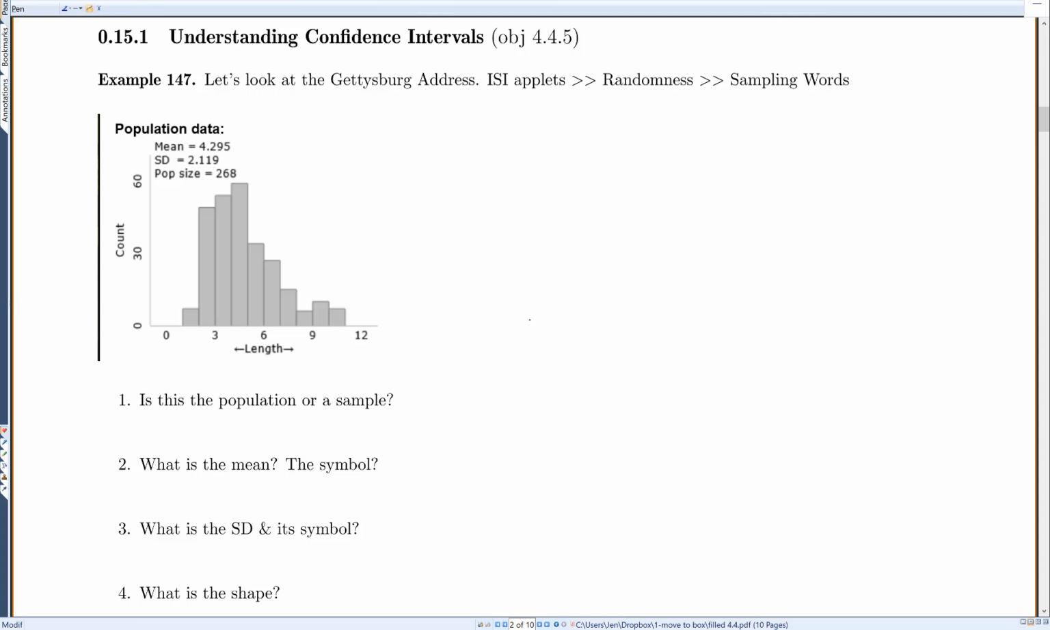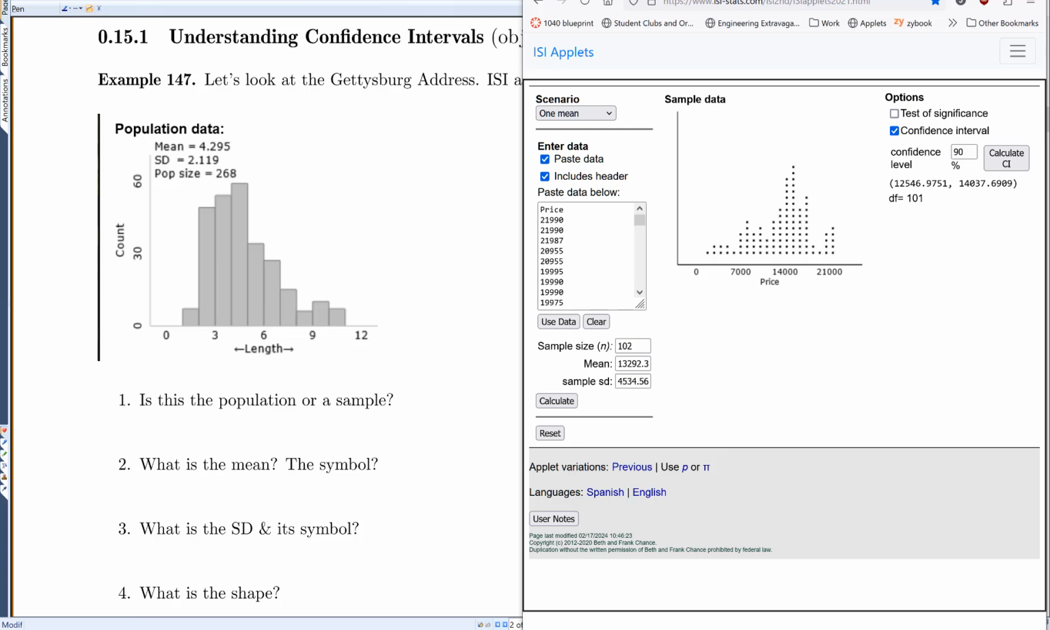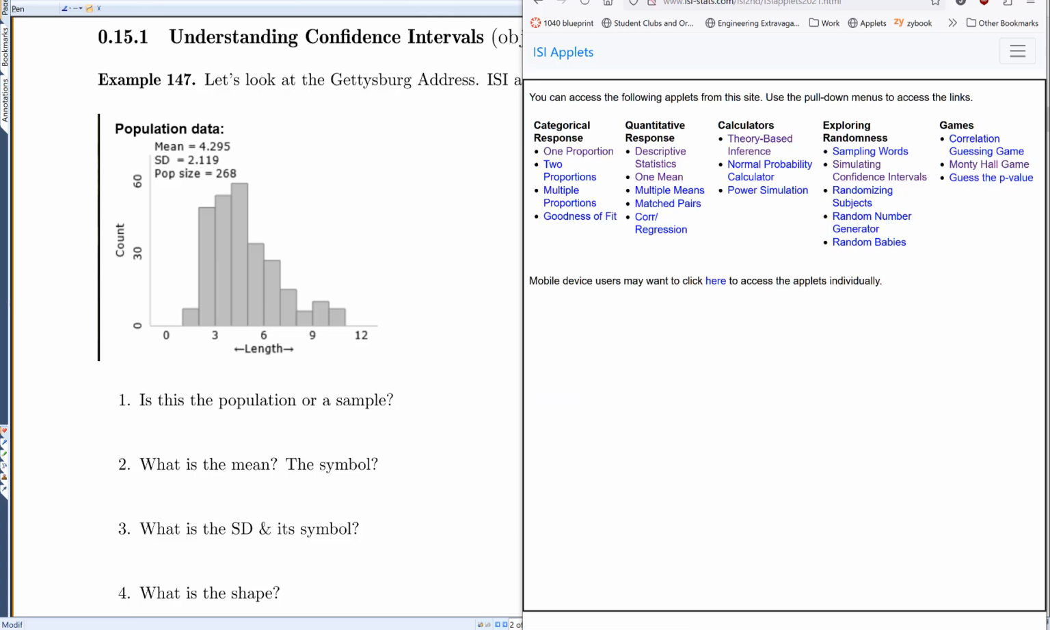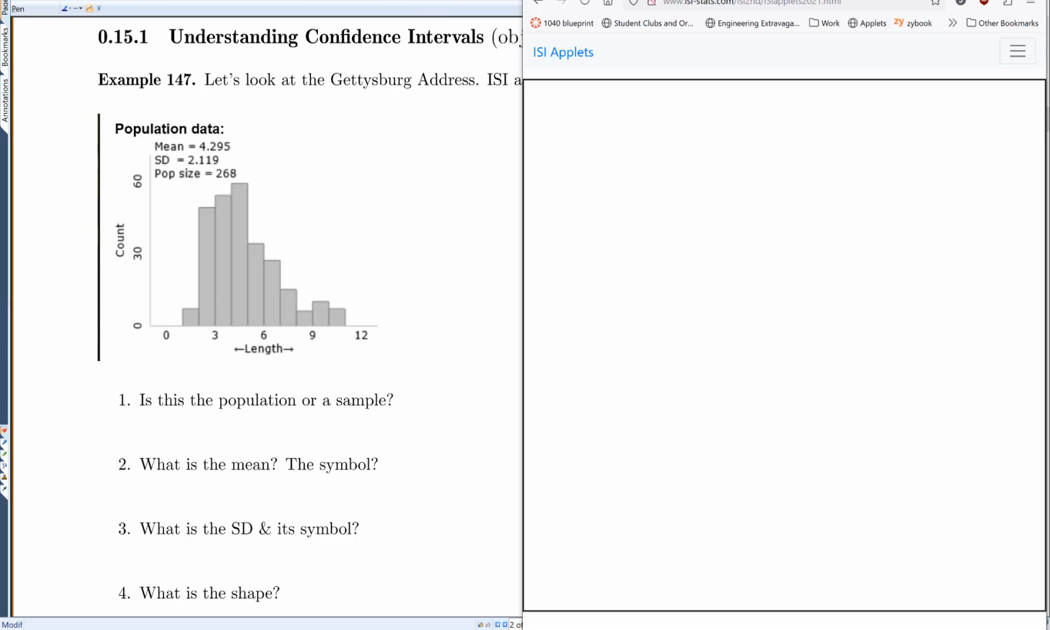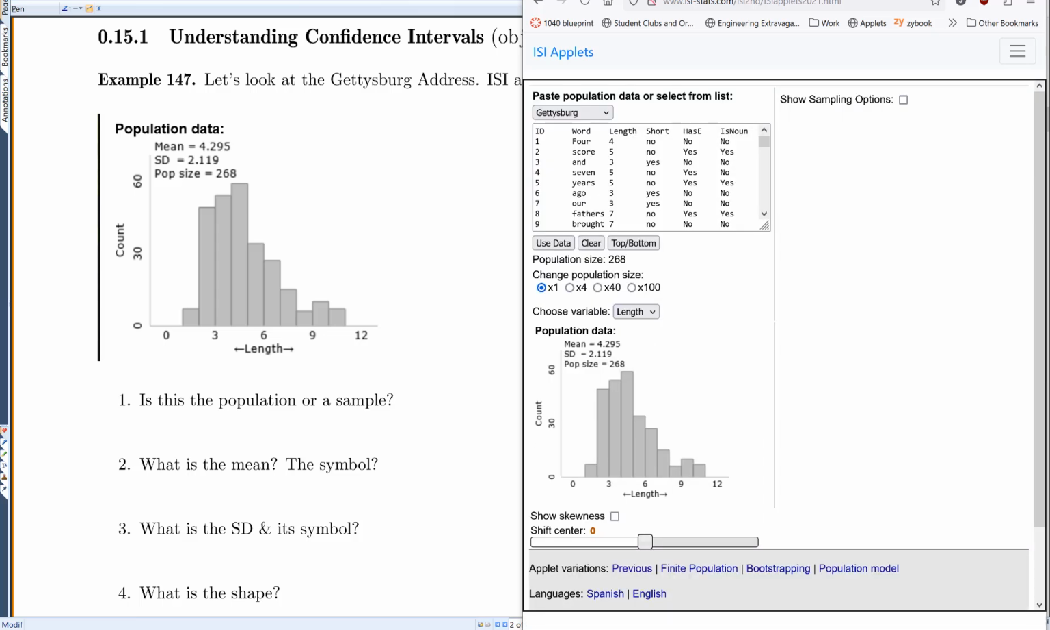Okay, so let's talk a little bit about understanding confidence intervals and what those actually mean. What we're going to do is look at the Gettysburg Address and the eyesight applets under randomness and sampling words. If you're familiar with the Gettysburg Address from Abraham Lincoln, it's fairly short. It's about 268 words. Which works really well for us because then we can actually look at everything in the entire population. So in this case, the population is all the words in the Gettysburg Address.